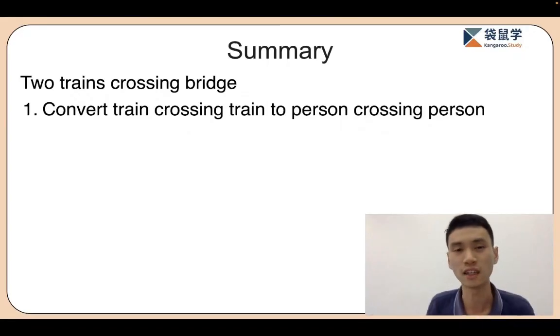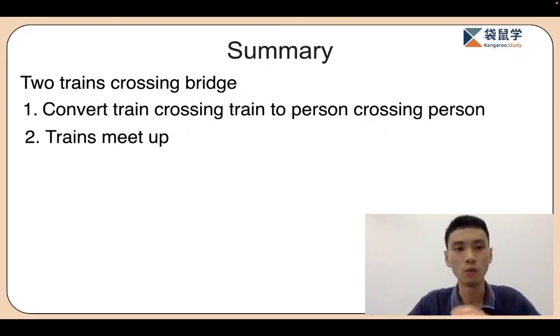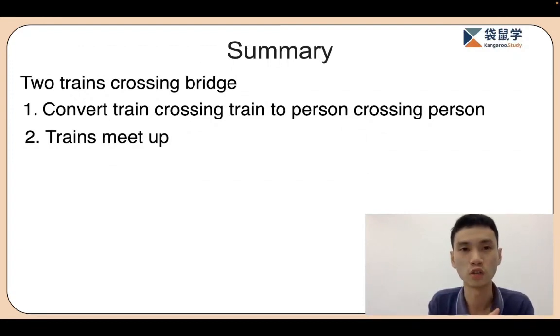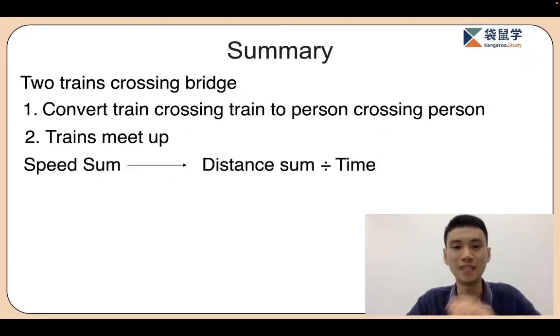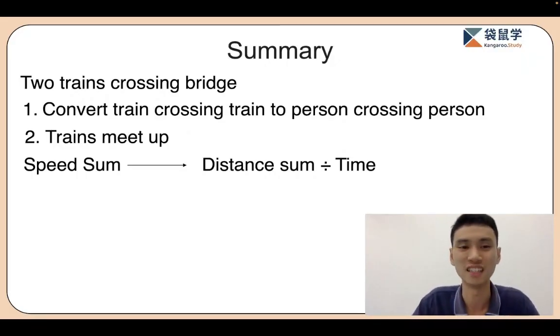Now, what's the next thing we consider? We consider the trains meeting up. Now, if we want to consider the trains meeting up, how do we determine the sum of speed? We take the distance sum divided by the time, just as we did in this problem.